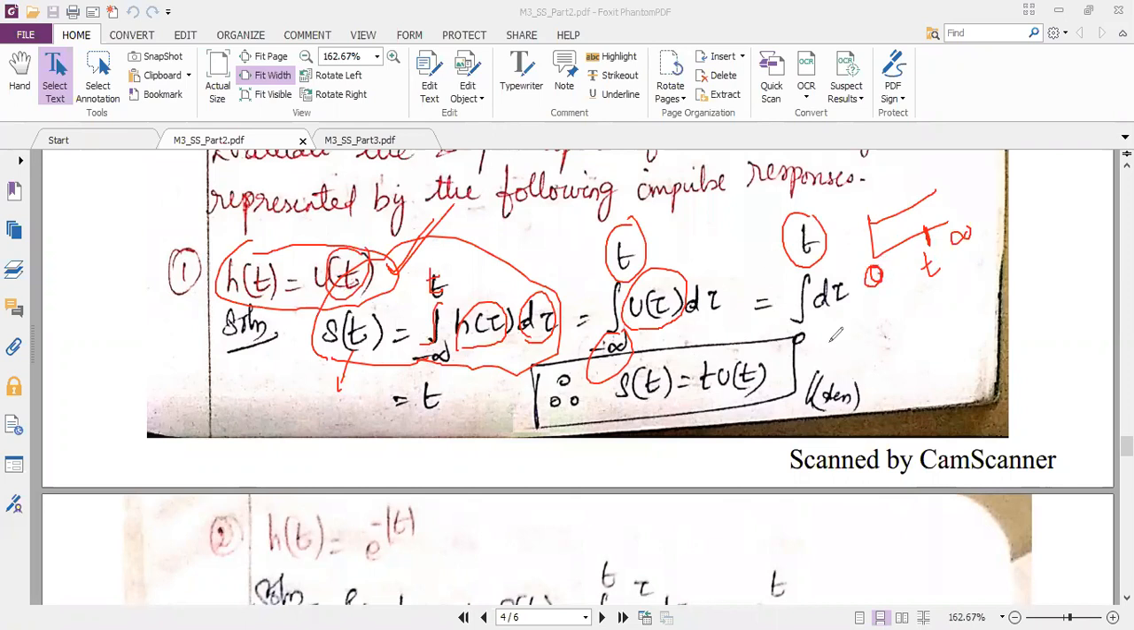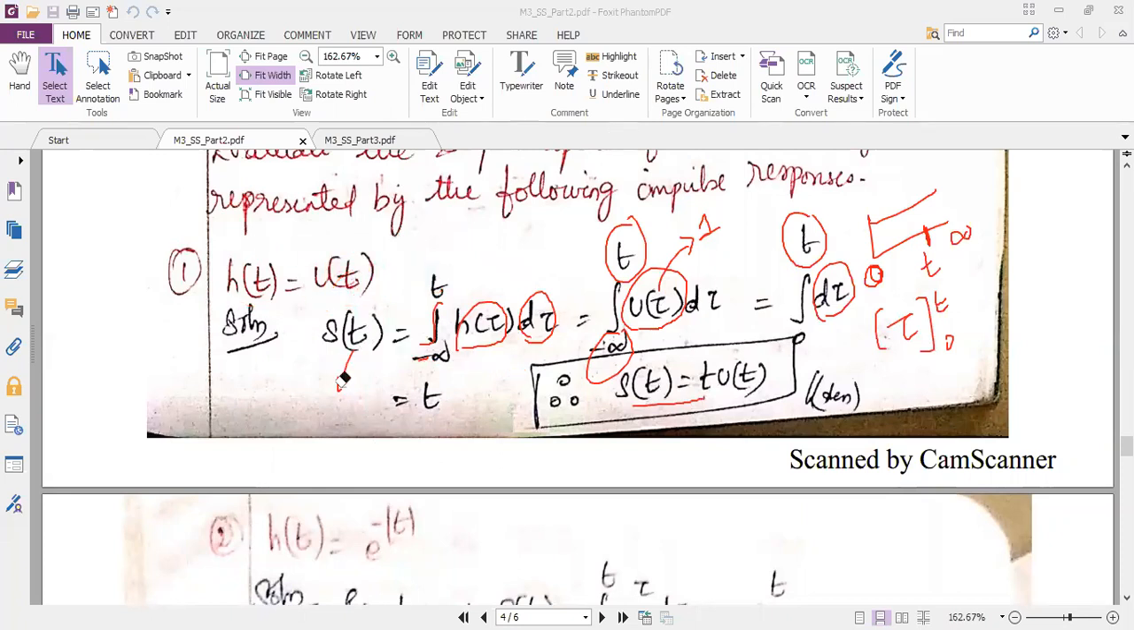So 0 to t, u of tau is now 1. The amplitude is 1 always for a unit step signal. So 1 into d tau is d tau. If you do the integration of d tau, it is tau. If you substitute the upper limit and lower limit, 0 to t, so t is your answer. S of t is equal to t is your answer.